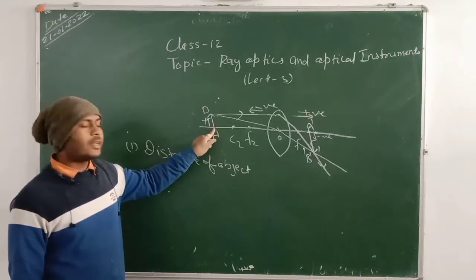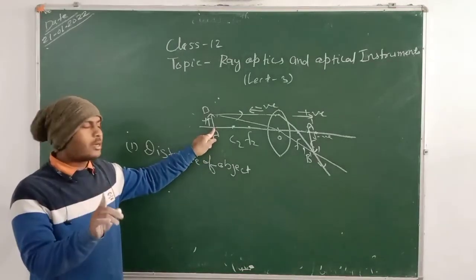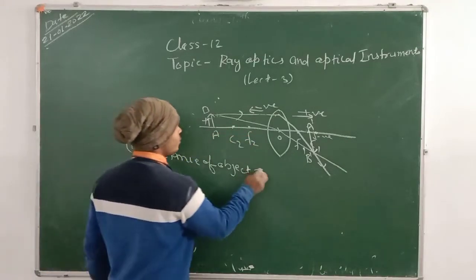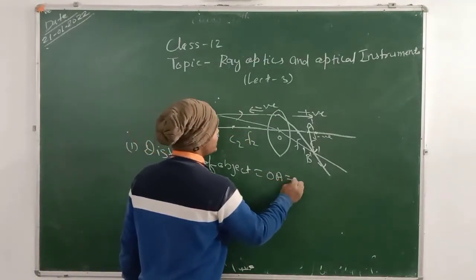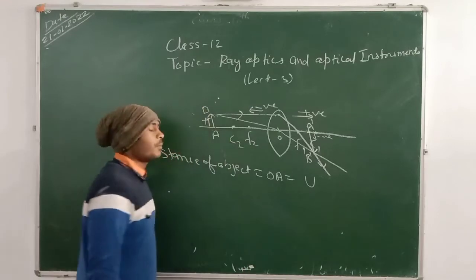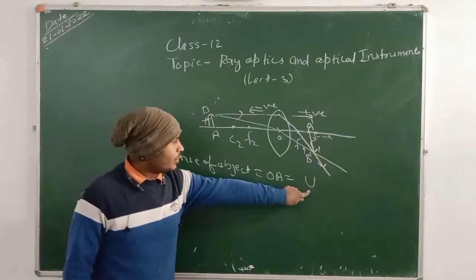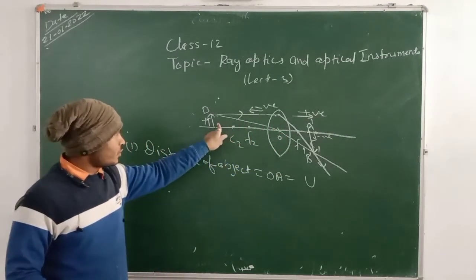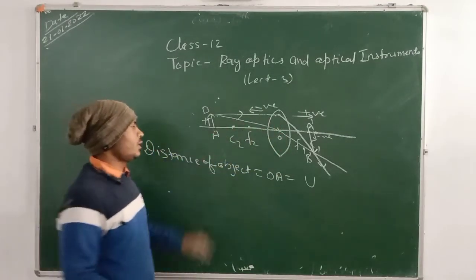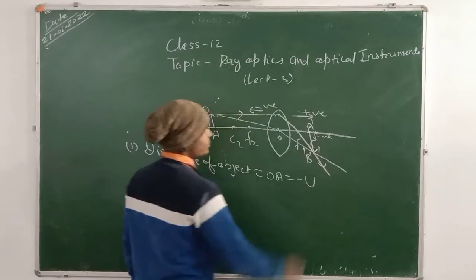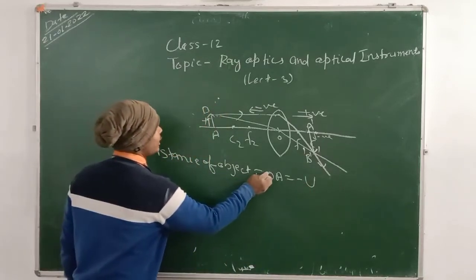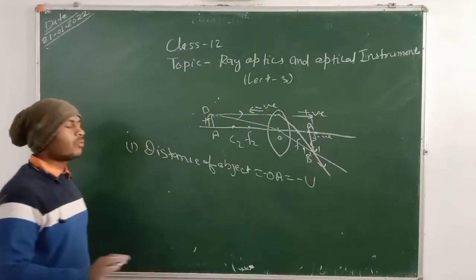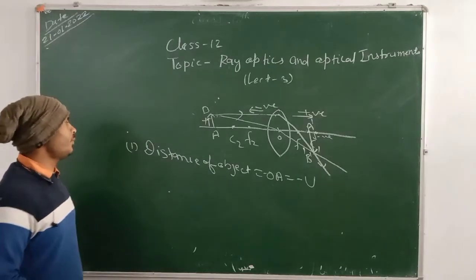Object is located at point A. So we have to measure the distance from the optical center. So it will be OA. And distance of object is taken as U. What will be sign of this U? We are measuring in this direction, which is opposite to incident ray. So U will be negative. So I am writing here minus, so it will be minus U. That is the distance of object.